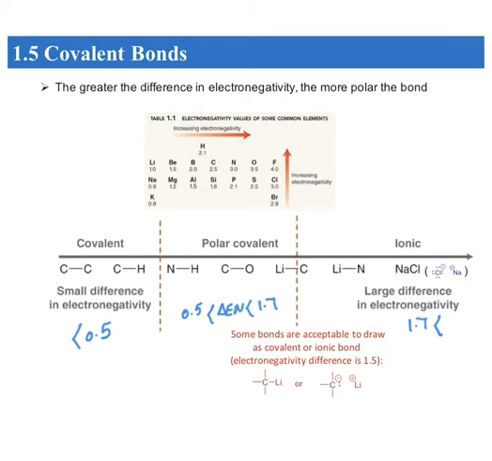Carbon-lithium bond: if we calculate the electronegativity difference between carbon and lithium, it's going to be 1.5. So it basically falls in the cutoff of this region. So we are actually allowed to draw the carbon-lithium bond as polar covalent or as an ionic bond. You're going to see that bond later on in organic chemistry.